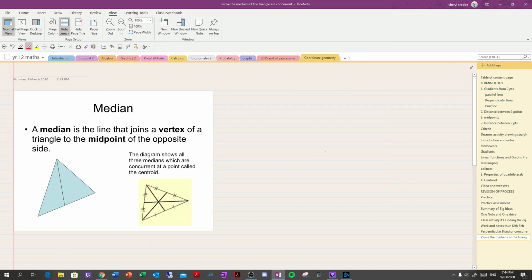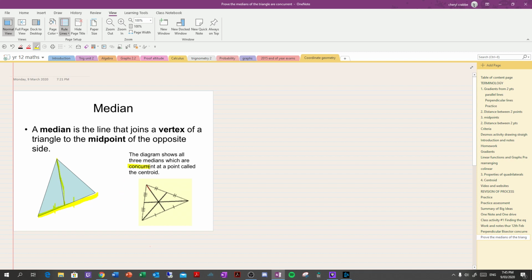Okay, we're going to take a look at one of the main concepts of coordinate geometry, and that is the median of a triangle. Medians are quite simply lines that come from a vertex of the triangle, and they hit the line opposite at the midpoint. That's it. It just cuts the line in half, and it goes from the vertex to the midpoint of the opposite line.